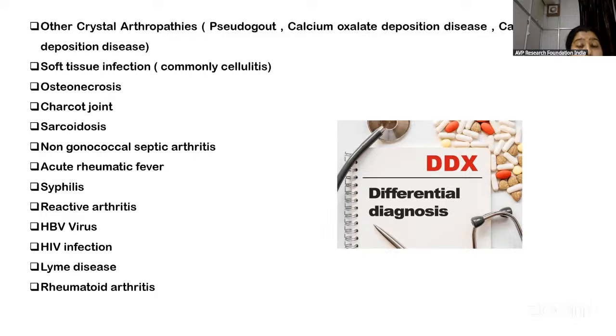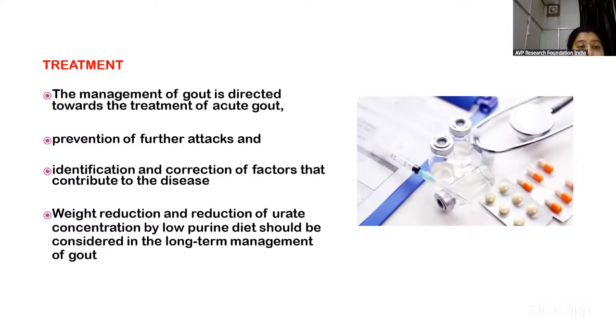Now, moving on to the management of this particular disease. Management of gout is directed towards the treatment of acute gout, prevention of further attacks, identification and correction of factors that contribute to the disease, weight reduction and reduction of urate concentration by low purine diet. So the main goal of this management is that you have to treat your acute attack of gouty arthritis.